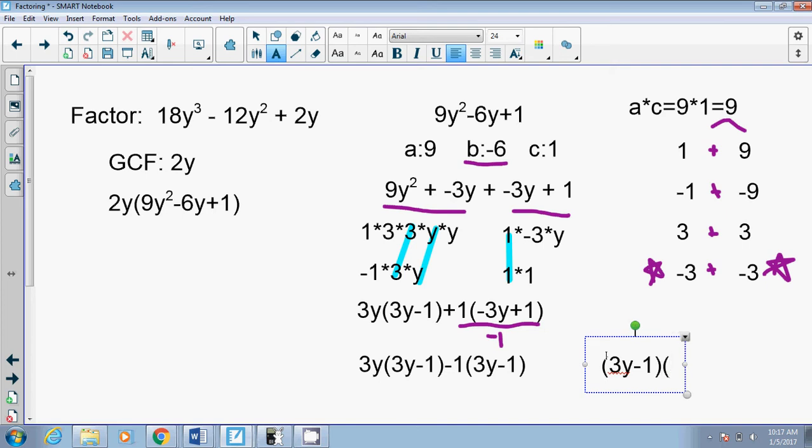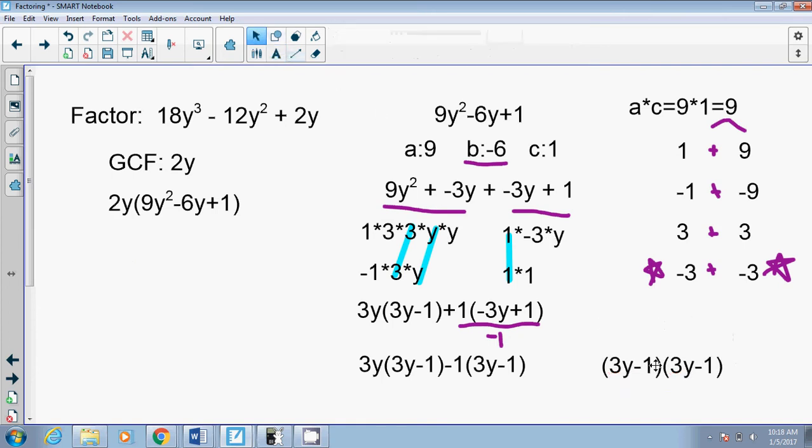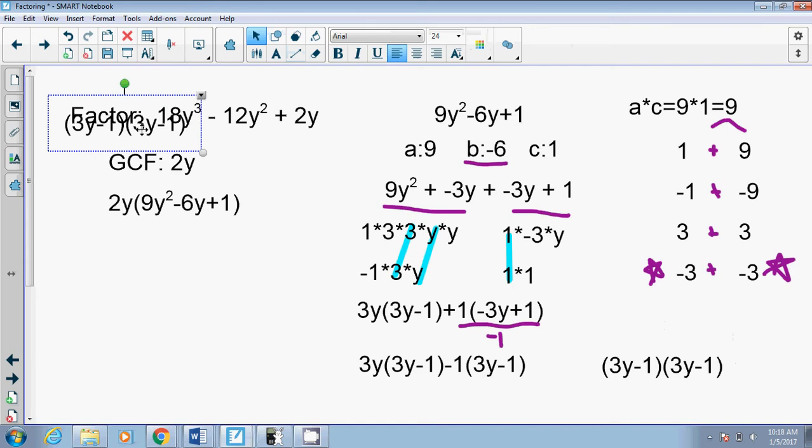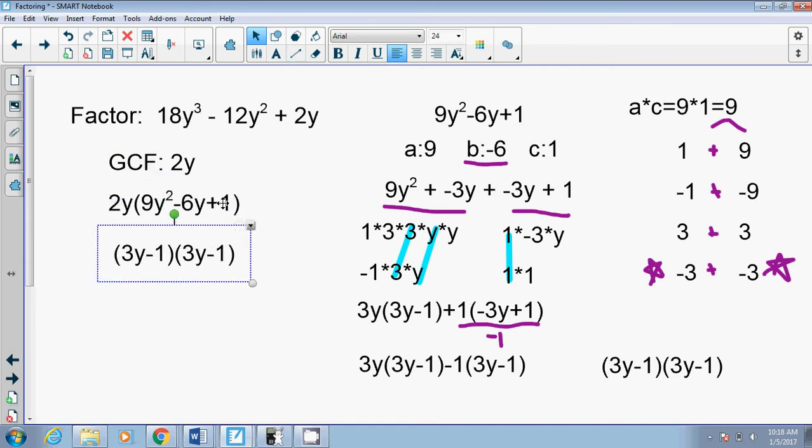So what's left over once you pull out the 3y minus 1? 3y minus 1. You have 3y in the first part and a -1 in the second part. There's my factored form. But please realize this is not your answer to the factoring problem. This is just part of your answer. Remember, we pulled out a GCF originally. So let's see here. That was just for the stuff in parentheses, but you need to account for that 2y in front.